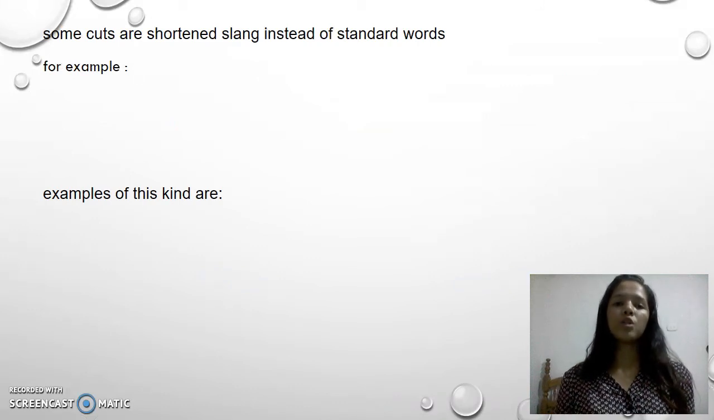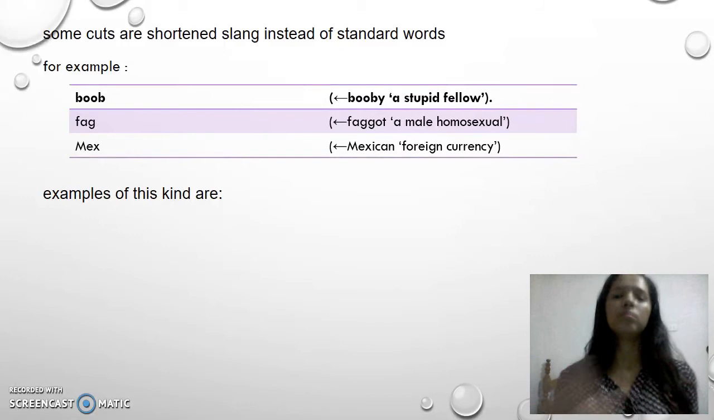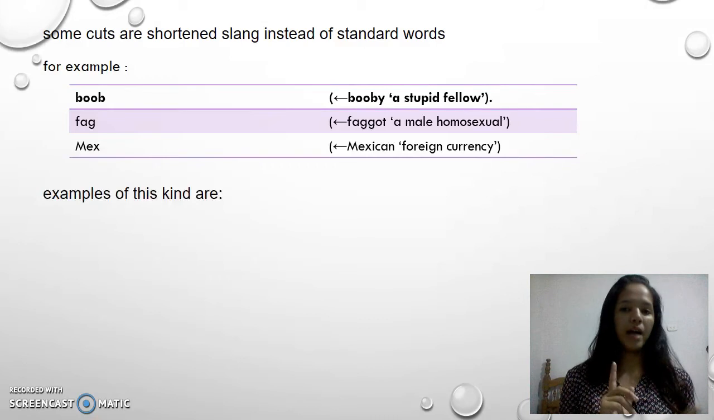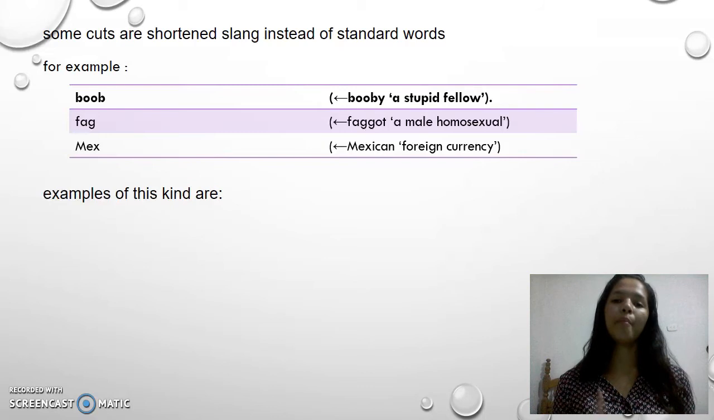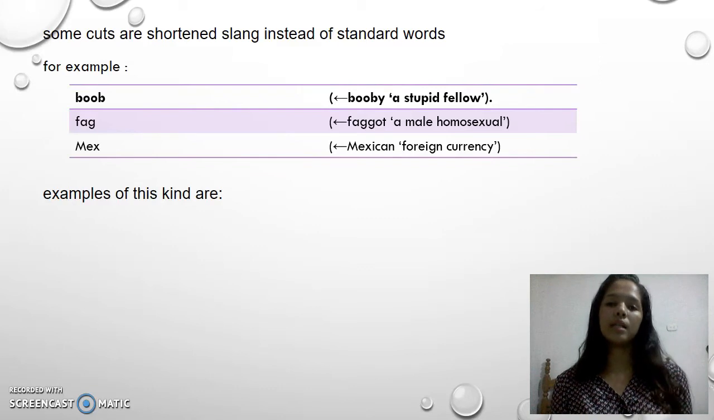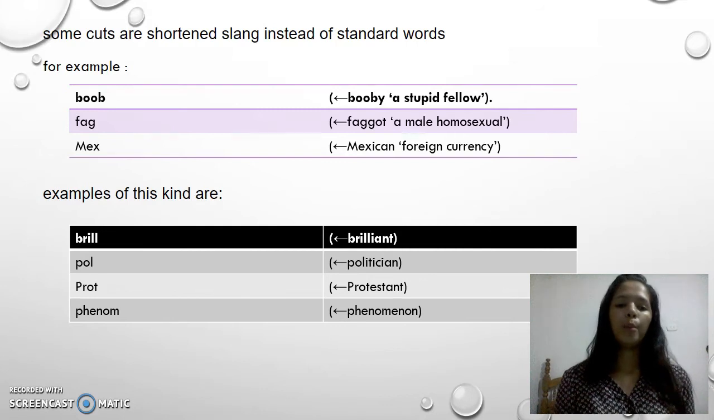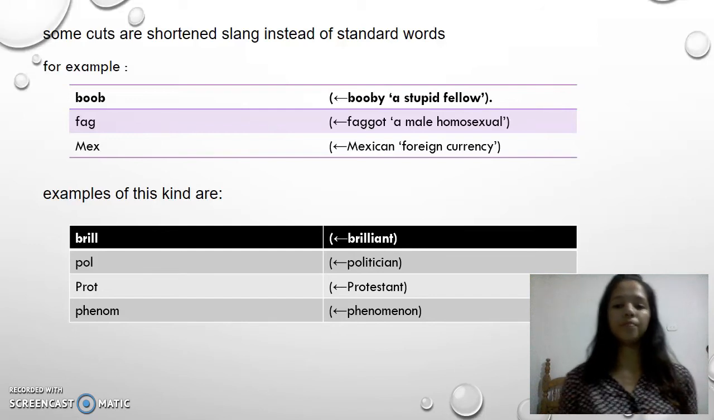Some clippings are shortened slang instead of standard words. For example, Bob, Bobby, a stupid fellow; fag, faggot, a male homosexual; Mex, Mexican, foreign currency. Examples of these clippings are brill, brilliant; bold; pol, politician; prod, Protestant; phenom, phenomenon.